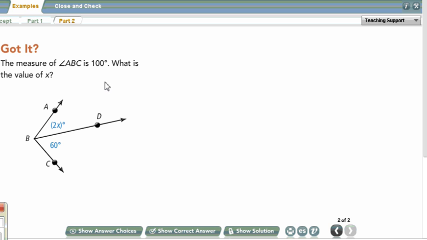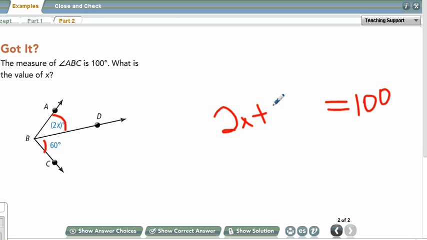Okay, ladies and gentlemen, this is our last one to work for this 10.2 video. We know that the measure of angle ABC is 100, so I'm going to be writing 100. And I know that if I add this angle to this angle, it will equal the larger angle that these two come together to form.